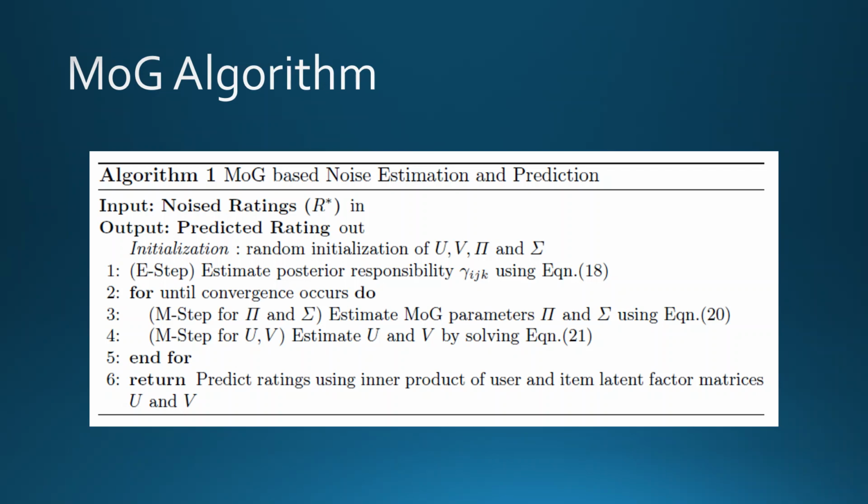I have explained how this algorithm works in the previous slides. In this algorithm, as you can see, the convergence is achieved when the change between two consecutive user latent matrices is smaller than a predefined threshold, or if the maximum number of iterations is reached. So that's one thing that you have to keep in mind.